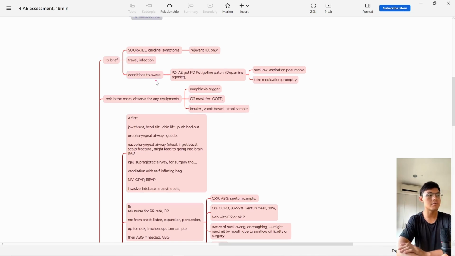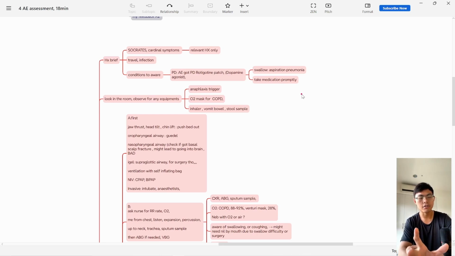But some conditions to be aware of is Parkinson's disease. For Parkinson's disease, there are two things to check. First of all is that the patient might have swallowing difficulties. So if they have pneumonia, there's a higher risk of them getting an aspiration pneumonia, which means that when you look at the chest x-ray, it won't be a consolidation at the base, the lower zone of the lung, which is more common in normal CAP or HAP, community acquired pneumonia. For aspiration pneumonia, it will usually be in the middle zone or upper zone. So that's why it's a bit different.